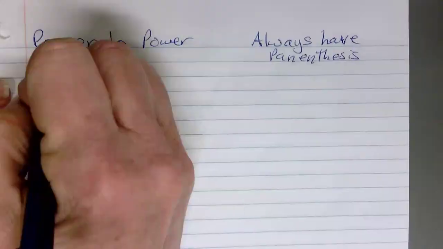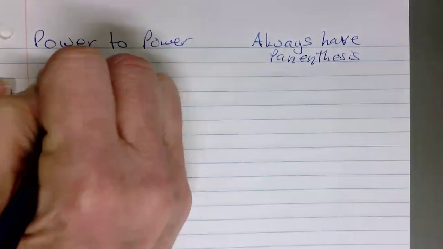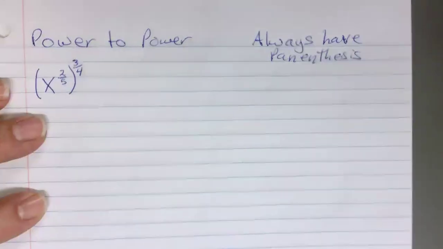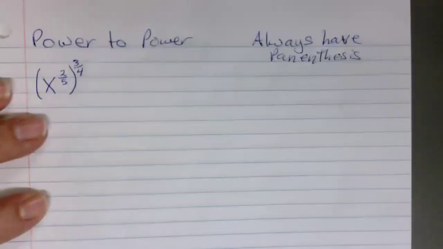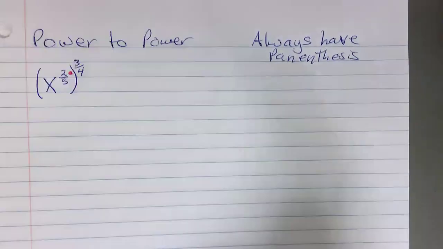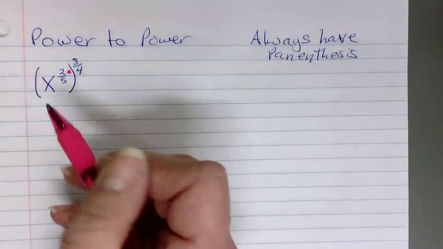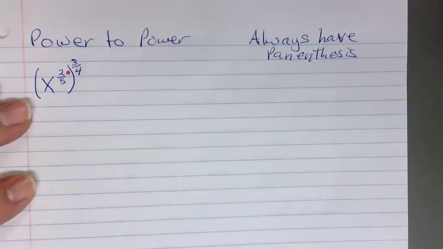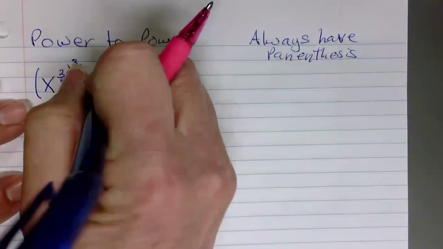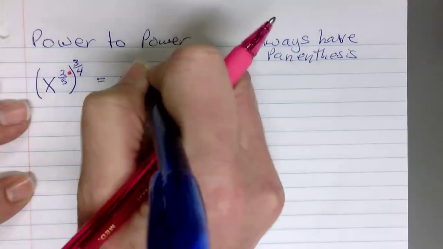Our example that we're going to play with is x to the 2/5, all of that to the 3/4. And then I almost always put a little multiplication dot there to remind myself that we are going to multiply those exponents. Okay, we have a power to a power, so we're going to multiply. We just practiced multiplying fractions, so that's what we're going to do here. So this is going to equal x to the 2/5 times 3/4.